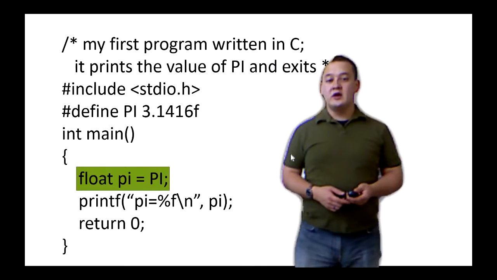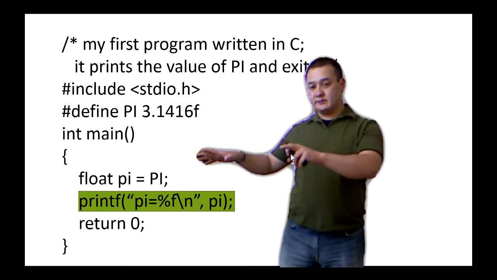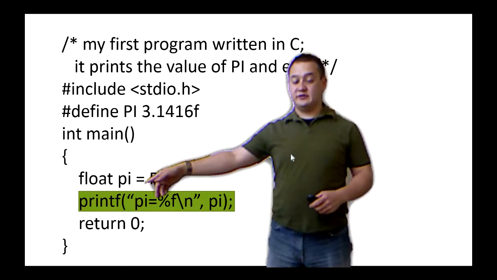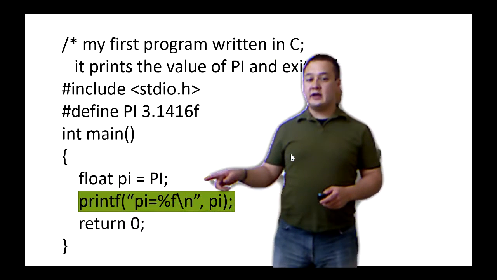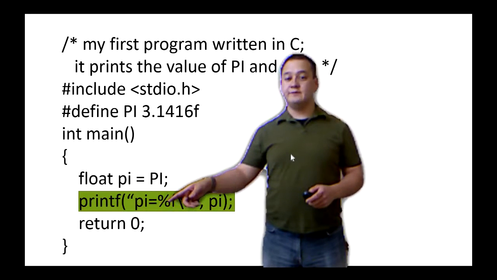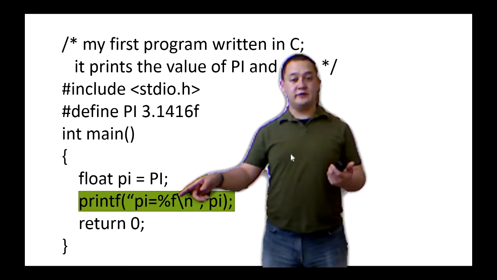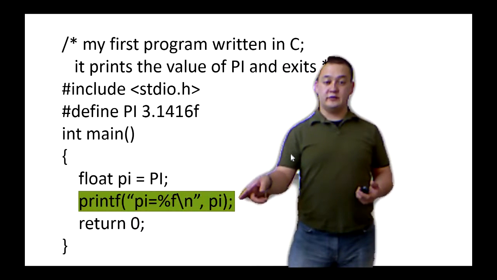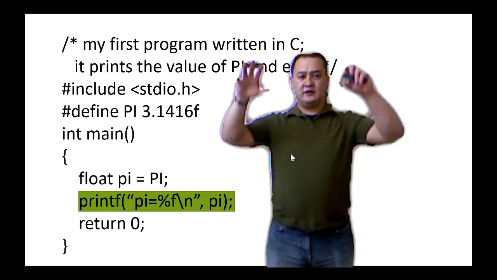The final main thing that I want to talk about here is this function printf. You see the printf has these parentheses, so this is a function. What it's going to do is print the string "pi equals", and then it's telling us, hey, I'm looking for a floating point number, the floating point number pi. It's going to print that 3.1416 onto the screen.